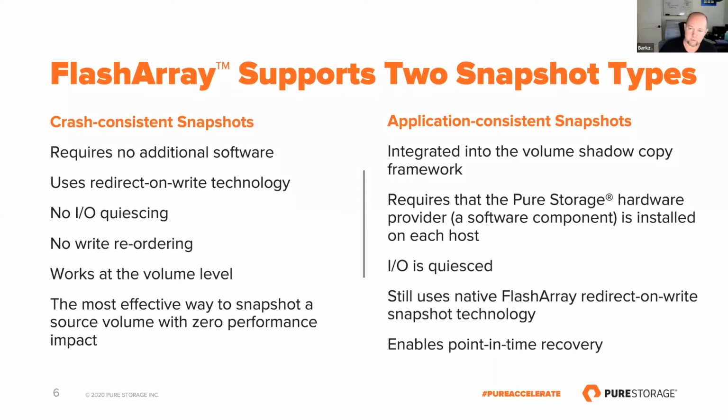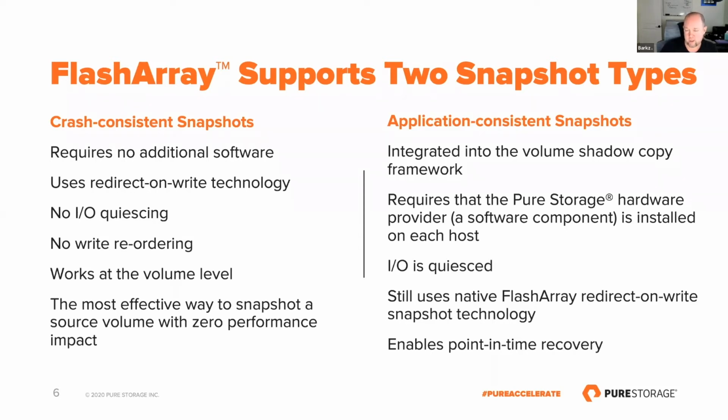Another difference between crash and app is the fact that you are quiescing IO. So that writer service is making the decision when it's most effective to stop the database and hand off to the hardware provider to take that instantaneous snap. So, when we take a snap using the hardware provider, we're also taking a snap just like we are from a crash consistent. So it's an instantaneous snap. Again, we're still using redirect on write.